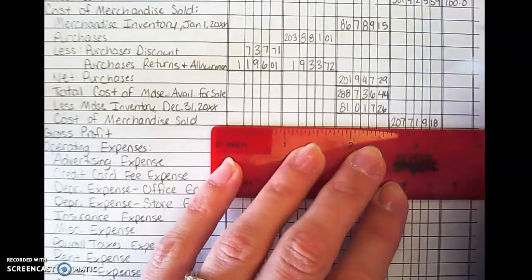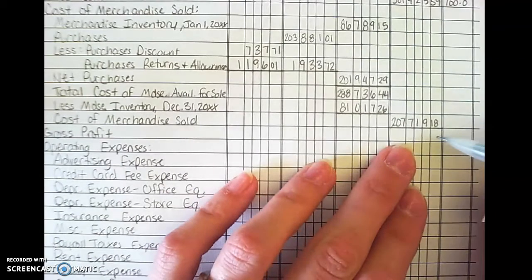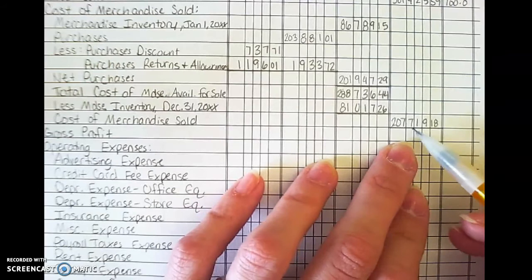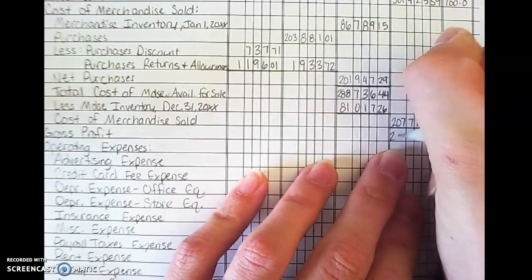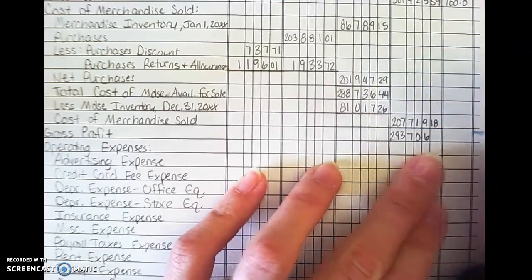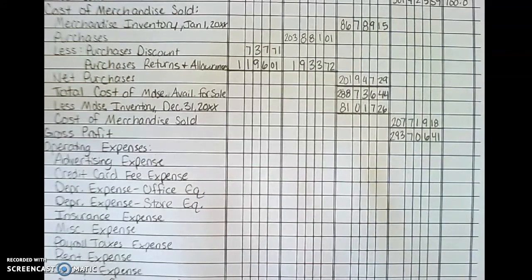We will need one more single line. And to calculate our gross profit, we will take our net sales, subtract our cost of merchandise sold. So $293,706.41. So that is our gross profit. These numbers are all really important. Financial statements are really important to those who make decisions for the business.